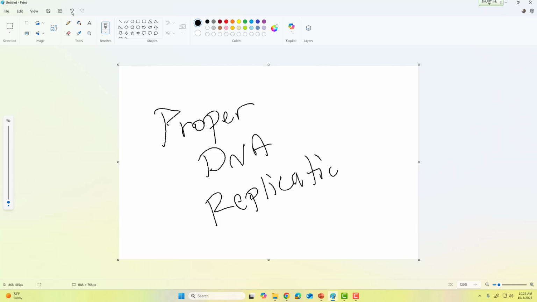And so we're going to look at that next here. Proper being the key word there, meaning that in order for DNA replication to work correctly, these complementary base pairing rules have to apply. And we'll see how that works here in the next part.